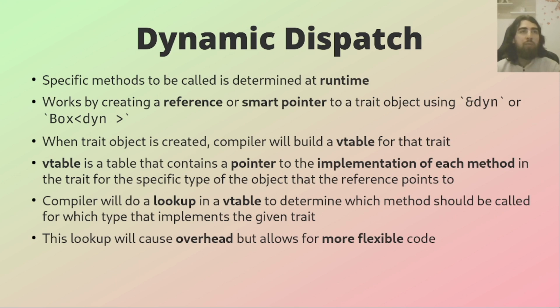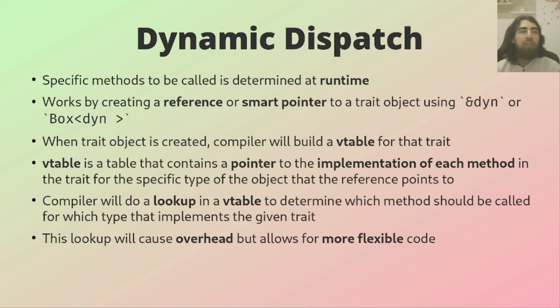When a trait object is created, the compiler will build a vtable for that trait. A vtable is a table that contains a pointer to the implementation of each method in the trait for the specific type of the object that the reference points to. The compiler will do a lookup in a vtable to determine which method should be called for which type that implements the given trait. And this lookup will cause overhead but allows for more flexible code.